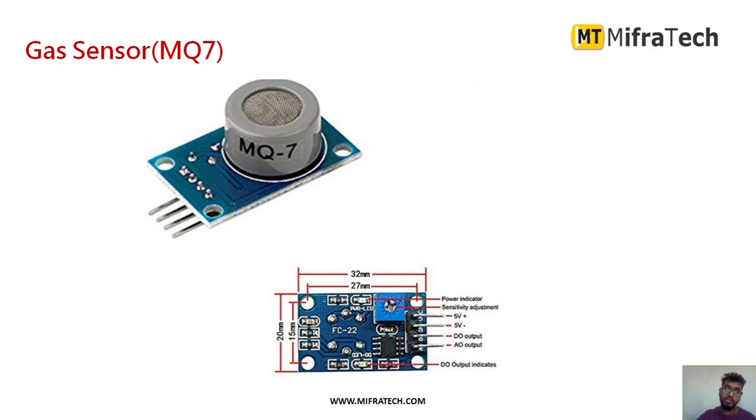And there are two indicators, one is a power indicator LED and the other is the D out output indicator. Whenever we provide power supply to the gas sensor, this power LED will turn on, and whenever we detect any combustible gases, this D out output LED will glow. It has a total length of 32 mm and a width of 20 mm. So these are the different components present in this MQ7 gas sensor.